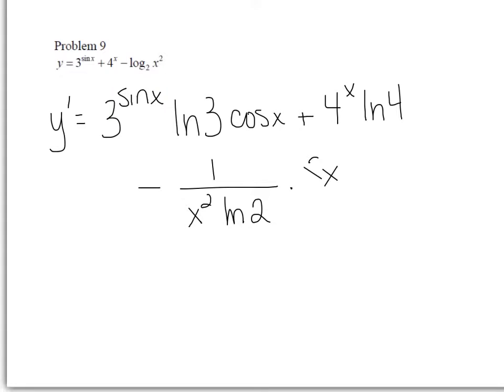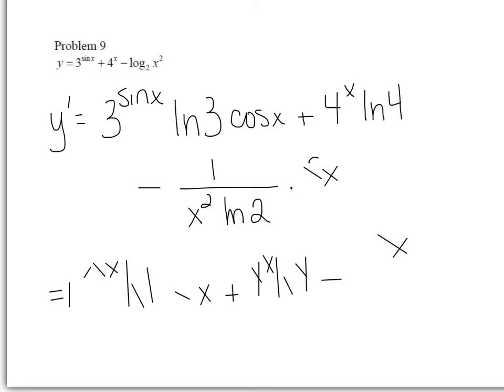Times 2x. So if I clean this up, make this a little bit prettier, I would have 3 to the sine of x, natural log of 3, cosine of x, plus 4 to the x, natural log of 4, minus 2x over x squared, natural log of 2, and we can cancel this time. If you see this, our x's will cancel. So rewrite that answer. You should have minus 2 over x natural log of 2.